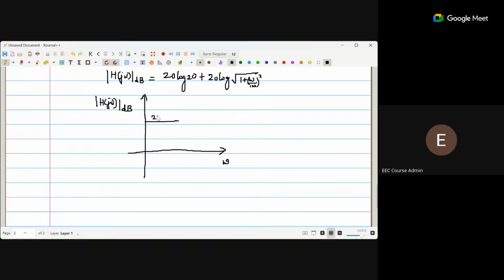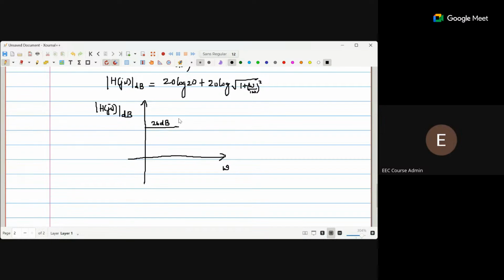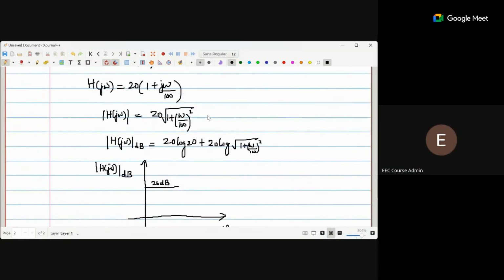So this will be 26 dB. Then you will have a positive slope, so that will be plus 20 dB per decade if omega increases 10 times. Say, for example, here it is happening at omega equal to 100.